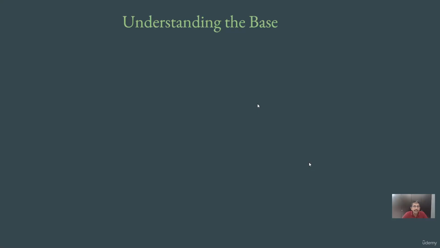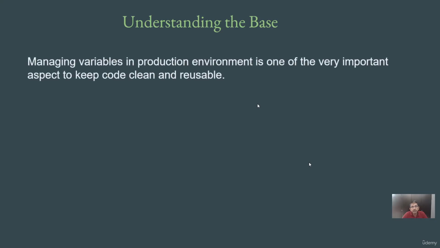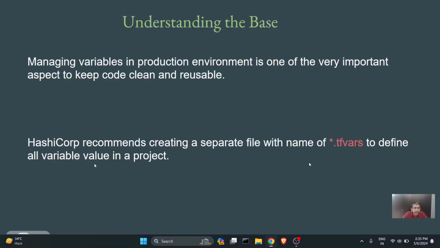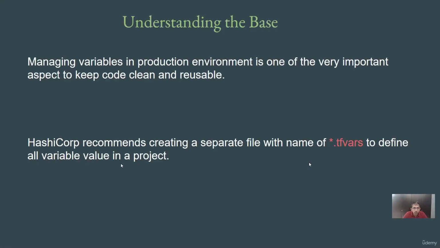Now, as we are discussing in a larger code base of Terraform, variable is one of the common things that you will see. Whenever you are describing the variables in such a larger amount, specifically in a production environment, maintaining them and keeping the overall code clean and reusable is a very important aspect. In such cases, when variables are so extensively used, HashiCorp recommends creating a separate file with the name of star.tfvars to define all the variable values in a project. Now note that it is variable value. It does not mean variable. So let's go ahead and understand this.